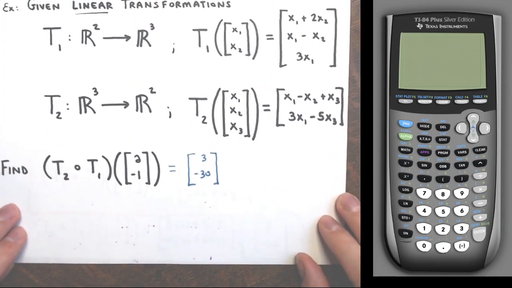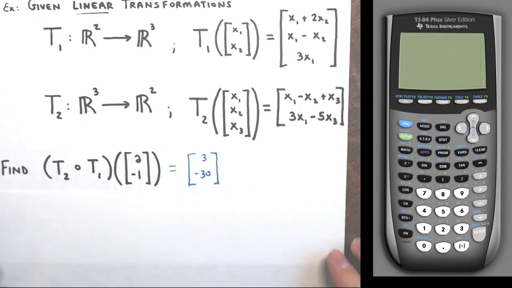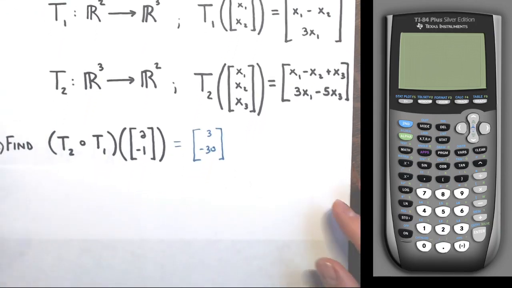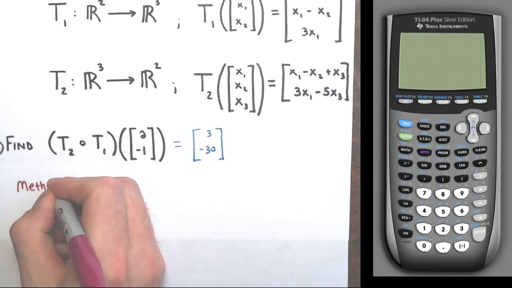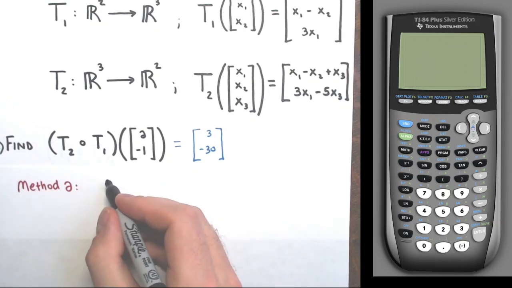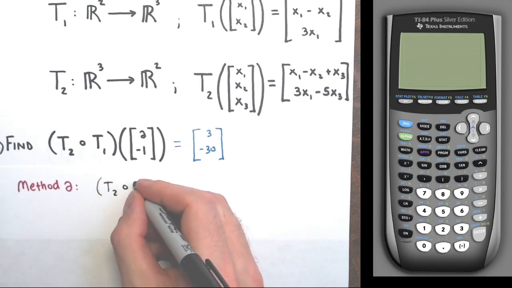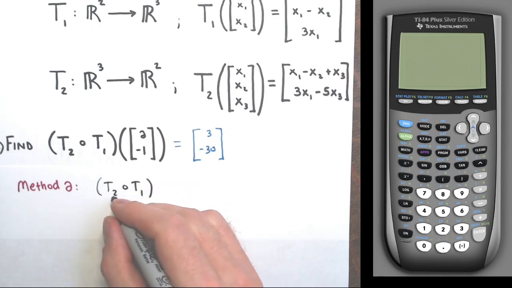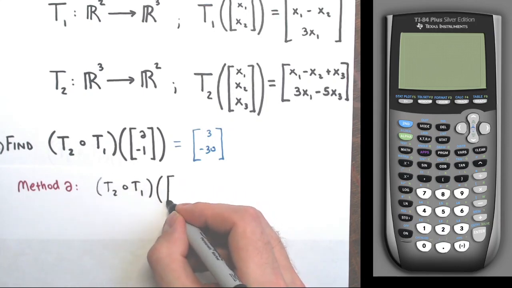So again, same rules up here, same transformations. So same problem, and again, it doesn't matter to me which way you decide to do it. It'll end up with the same thing. All right, so I'm trying to find T2 composed with T1, and the value of this new composite transformation when the input is 2, -1.